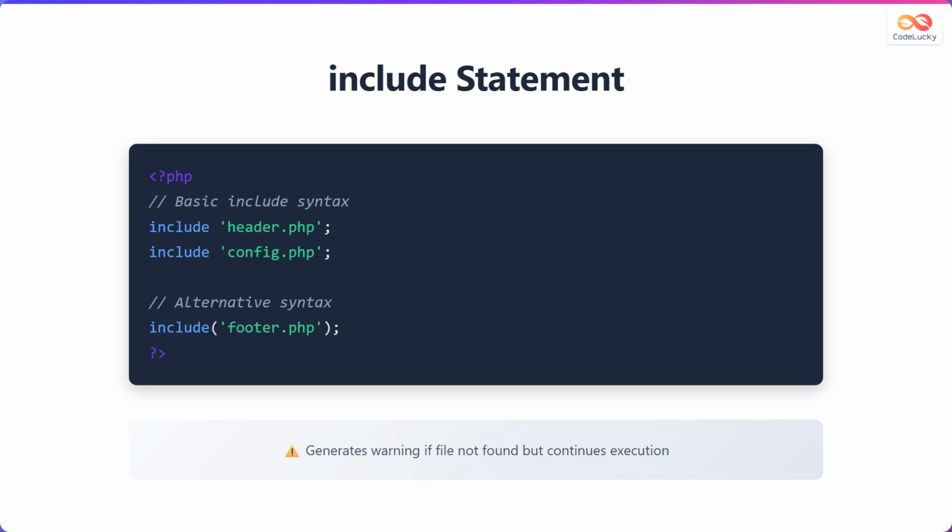The include statement in PHP is used to incorporate the content of one file into another. Here's the basic syntax. You write <?php, then on a new line you add a comment that says basic include syntax. After that, you write include, followed by the name of the file you wish to include, such as header.php, enclosed in single quotes, and terminate it with a semicolon. You can include another file like config.php in a similar manner.